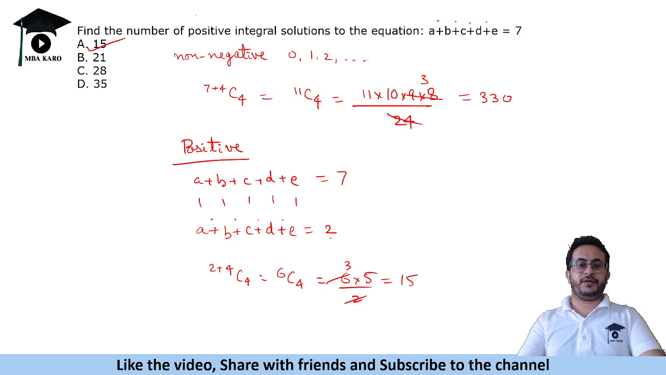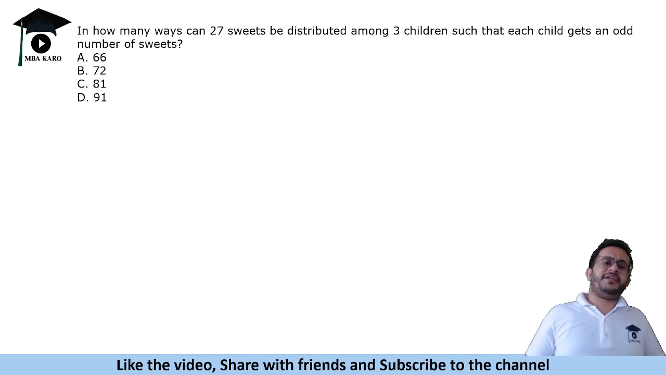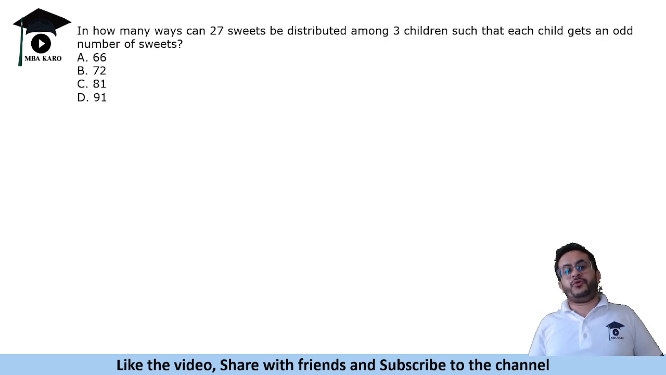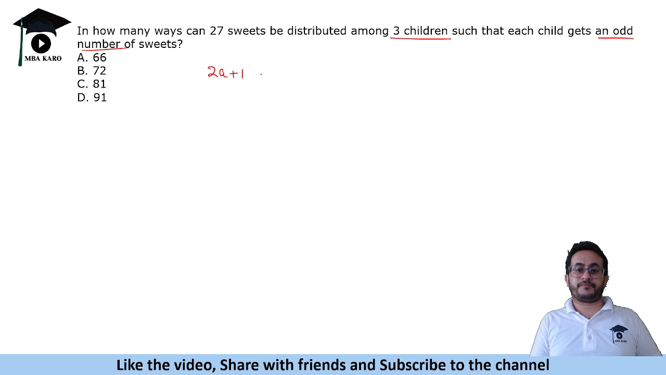Okay, now let's look at the next question. It says, in how many ways can 27 sweets be distributed among 3 children such that each child gets an odd number of sweets? Now each child should get an odd number of sweets. So 3 children. What is an odd number? Odd number is 2a plus 1, 2b plus 1, 2c plus 1. That is equal to 27.